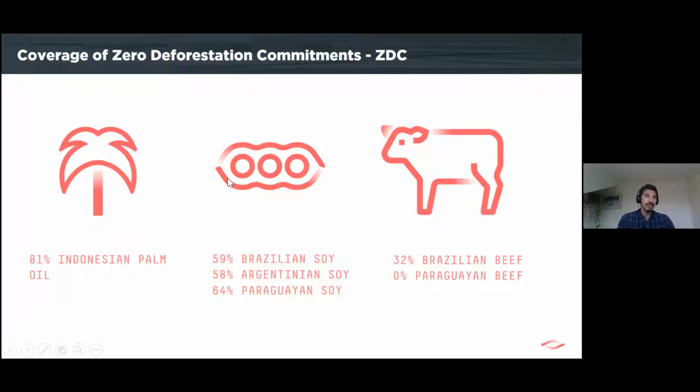And in the case of beef, we see that there are still a lot of companies that haven't made commitments. Only 32% of the total volume exported from Brazil is traded by companies, or from places, that are covered by deforestation commitments. This is great information to see whether companies need to step up and make more commitments. But how about whether they are actually implementing those commitments?